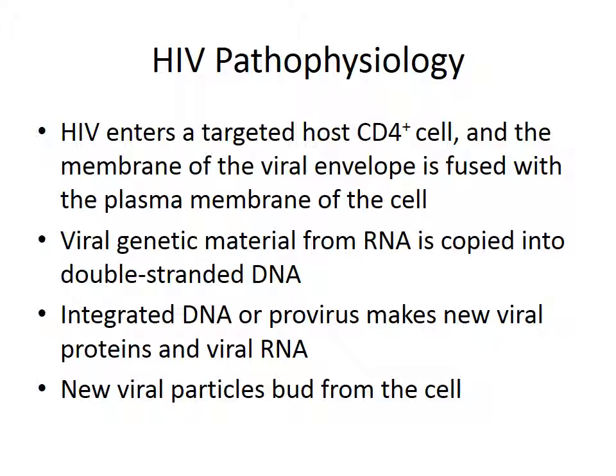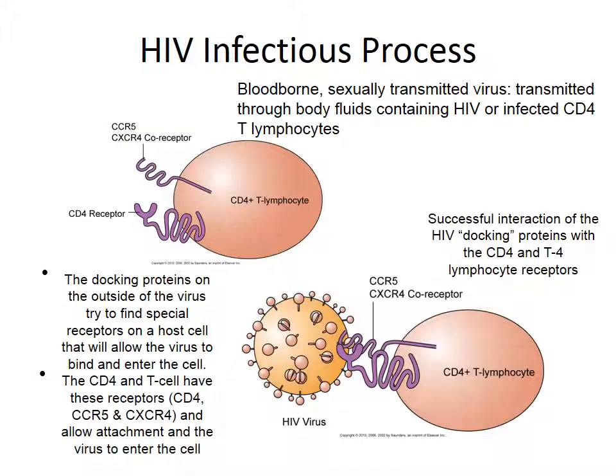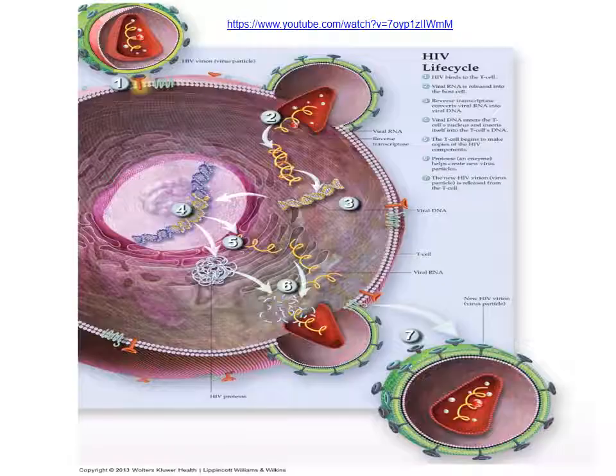HIV pathophysiology. HIV enters a targeted host, a CD4 plus cell, and the membrane of the viral envelope is fused with the plasma membrane of the cell. Viral genetic material from RNA is copied into double-stranded DNA. Integrated DNA, or provirus, makes new viral proteins and viral RNA, and new viral particles bud from the cell. The following slide shows the HIV life cycle of the AIDS virus.